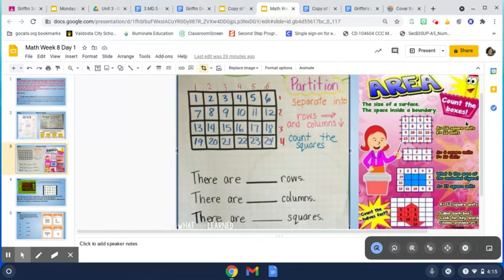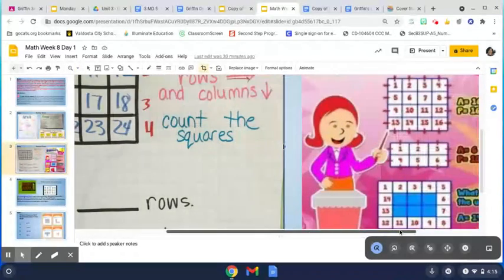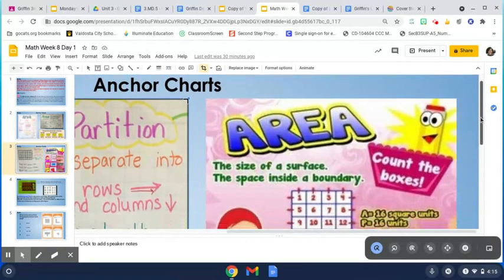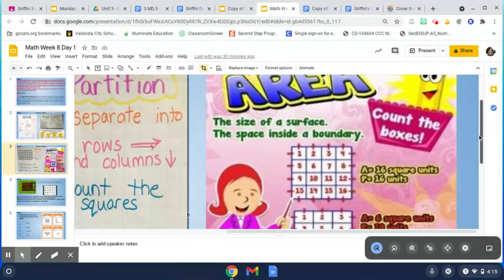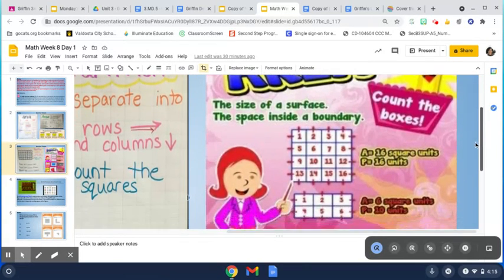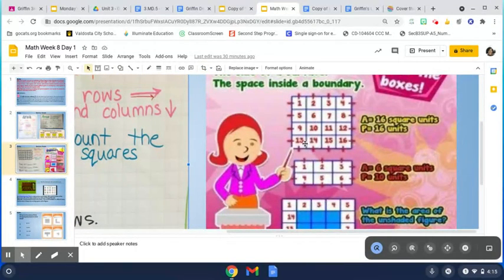Okay, let's look at this chart over here. Make it a little bit bigger. Okay, area. Remember, area is what's on the inside. All you have to do is count the boxes. Area is the size of a surface. The space inside of a boundary is area. So we see here by counting the squares, we see that this space has an area of 16 square units.